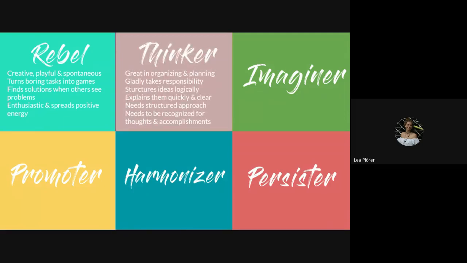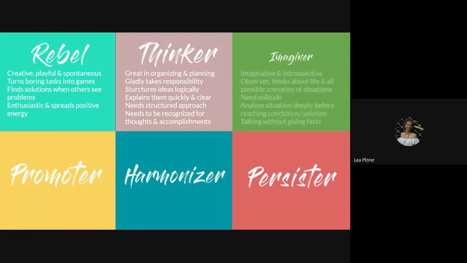Then there are the thinkers, who are very good at organizing, planning, and structuring ideas. They take responsibility very gladly because they just enjoy it. They explain things very strictly and clearly, and because they're so logical, it's super easy for them to explain complex ideas in a very easy way. And they're the ones that need to be recognized for their thoughts and accomplishments.